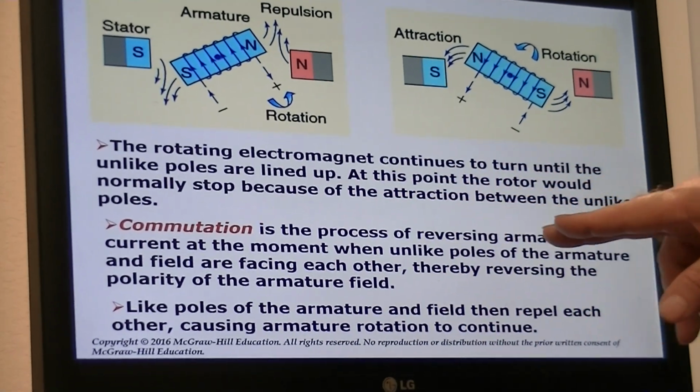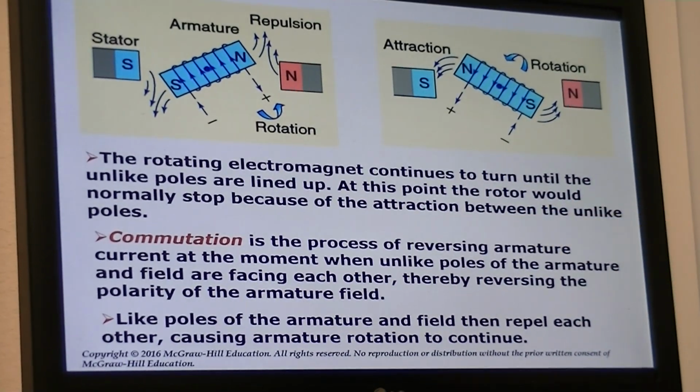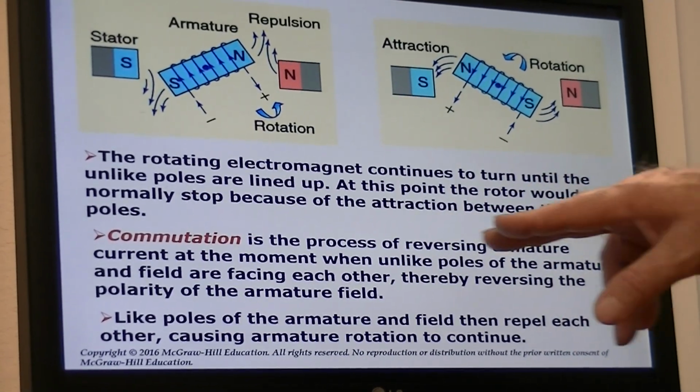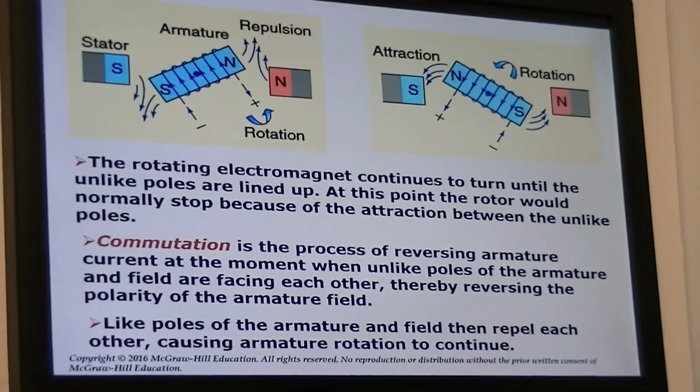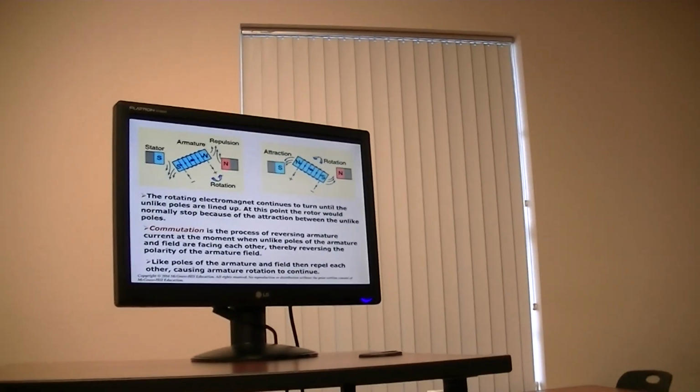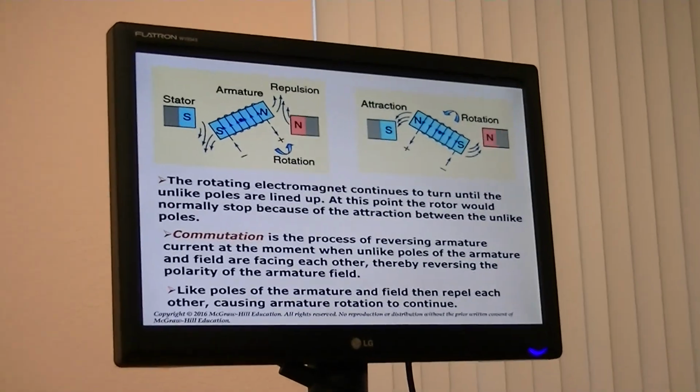Commutation is the process of reversing the armature current at the moment the unlike poles of the armature and the field are facing each other, thereby reversing the polarity, and now they're pushing away again until they get to the other part, and then the commutator switches it back and forth. As it's switching back and forth, you've got a constant torque keeping them turning the entire time. Like poles, the armature and the field, then repel each other, causing armature rotation to continue.